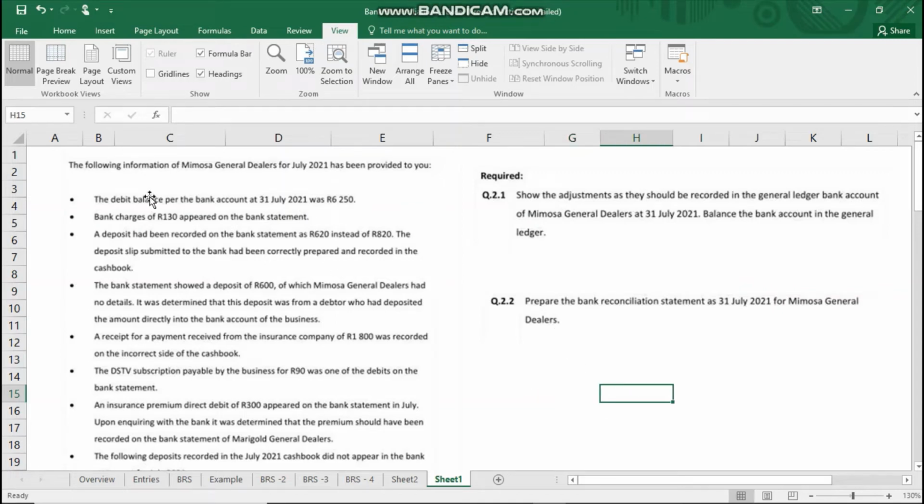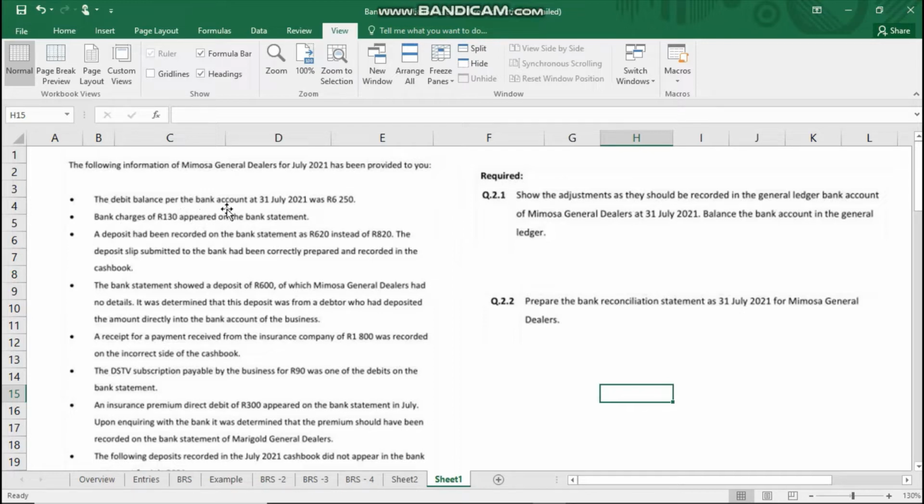Bismillah Rahman Rahim. I'm doing this video on bank reconciliation because somebody has requested a question on bank reconciliation. So I'm solving this question. The following information of Mimosa Journal Dealers for July 2021 has been provided. Okay, so there are some transactions given to us. Let's go through that one by one.